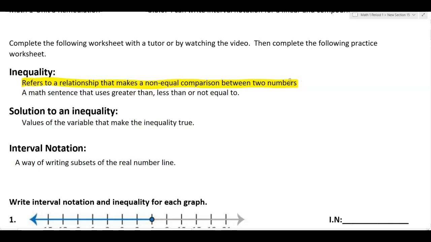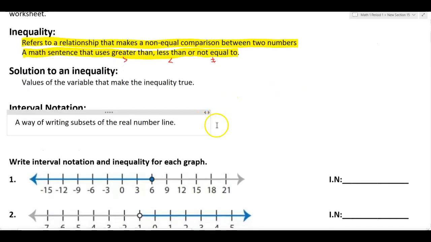In terms that are probably easier to understand, it's basically a math sentence that uses greater than, less than, or not equal to. And remember, the greater than symbol is here, less than symbol, and then not equal to is here. Now we know the solutions to an inequality are the values of the variable that make the inequality true. Now we usually represent the solution in one of two ways.